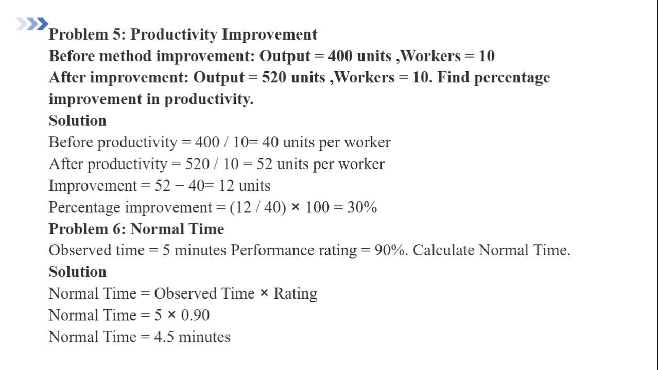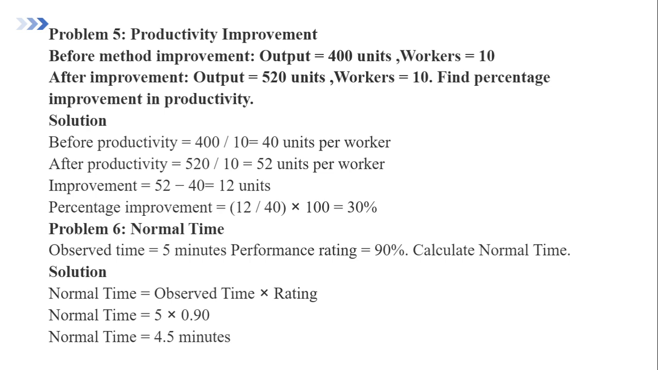For the solution, before the improvement, we simply divide the output by the workers, which gives 40 units per worker. After the improvement, calculating in the same manner, we get 52 units per worker. If we subtract, we get an improvement of 12 units. So the percentage of improvement is 12 divided by 40 times 100. By doing this, we get a 30% improvement.